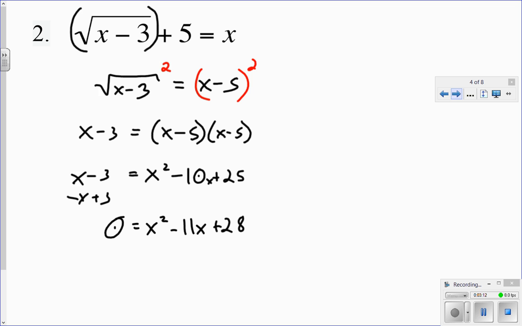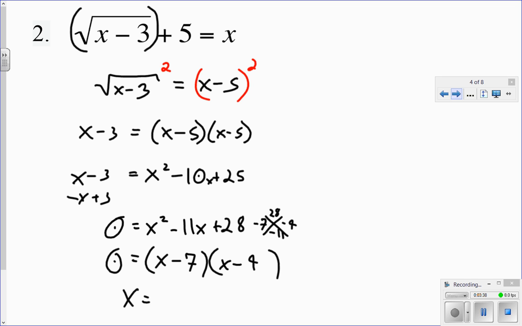So I'm going to try and factor this, and hopefully it will. Otherwise, I could use my quadratic formula or complete the square. So, things that multiply to be 28 and add to be negative 11. Well, I'm in luck, I get negative 7 and negative 4. So this becomes x minus 7 and x minus 4. So my solutions for x are going to be 4 and 7, potentially.